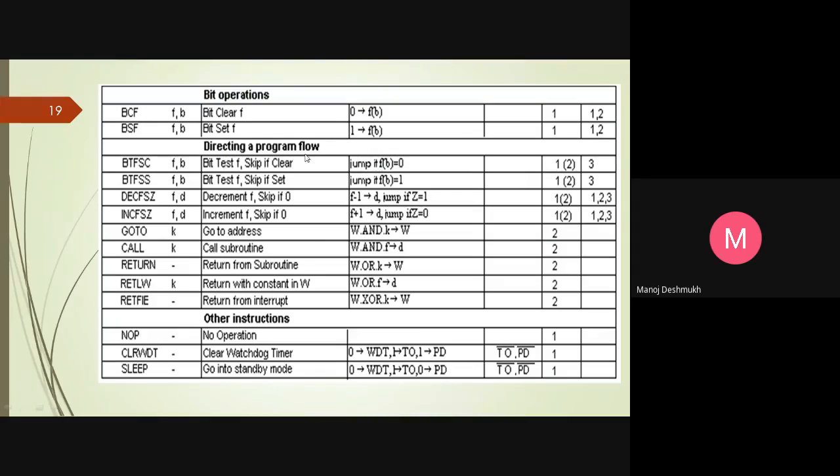Next, related to the program flow instructions, that is bit test. First is bit test file, skip if clear. S is skip and C is clear. That is, if it is cleared, it means 0. And next is BTFSS, bit test file skip if set.